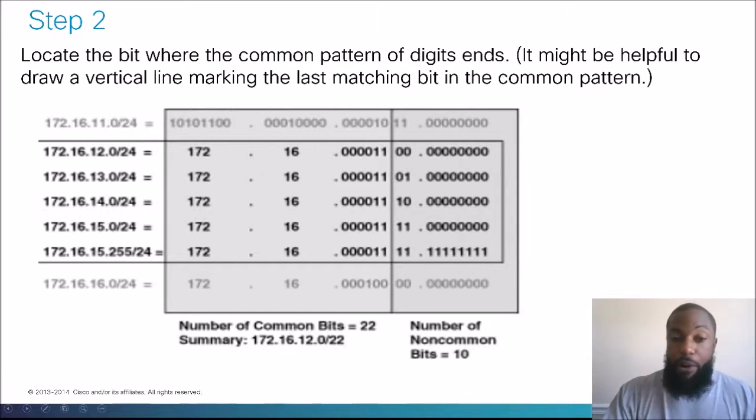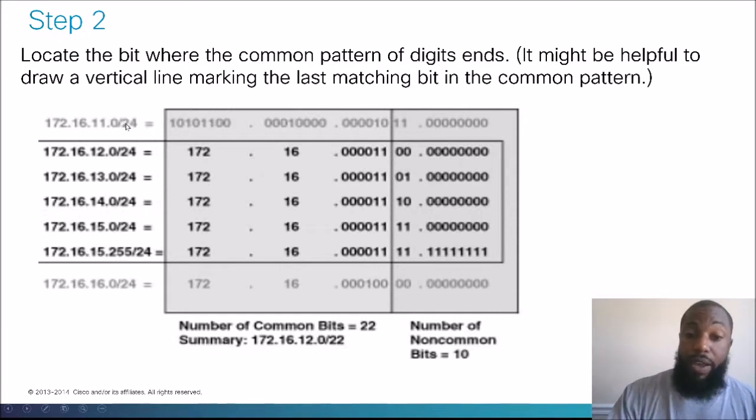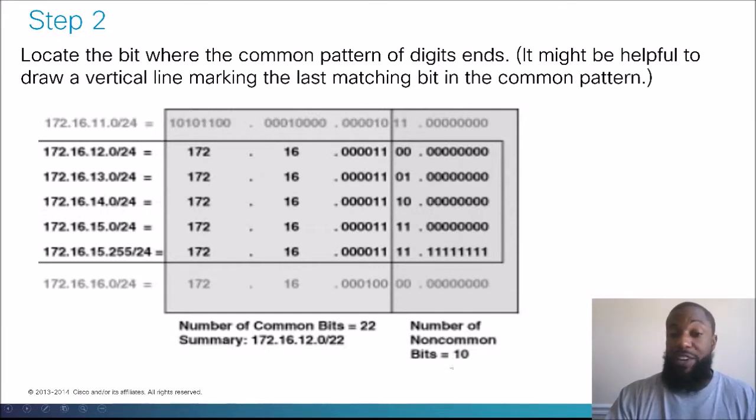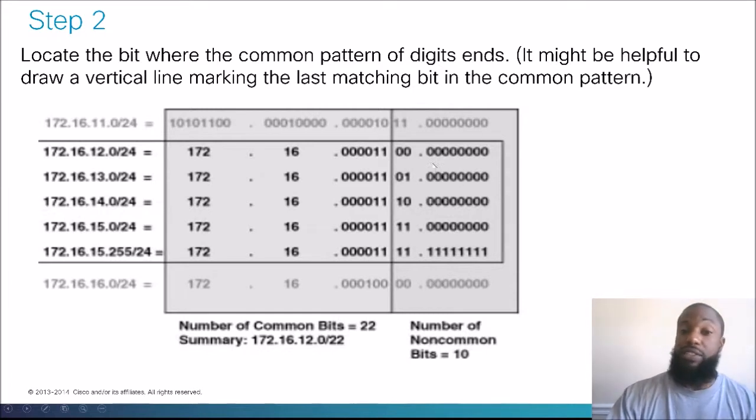Now, the number of common bits is what we have to count to figure out what the subnet mask is. In this case, we've got 1, 2, 3, 4, 5, 6, 7, 8, 9, 10, 11, 12, 13, 14, 15, 16, 17, 18, 19, 20, 21, 22. That's going to be the subnet mask of our summary address. So /22, because we have 22 common bits. Now, how do we figure out the network address? That's where step 3 comes in. We've got 10 non-common bits right here, right? These are the ones that are not the same between all of these addresses in binary.